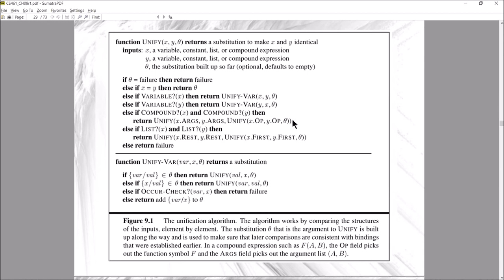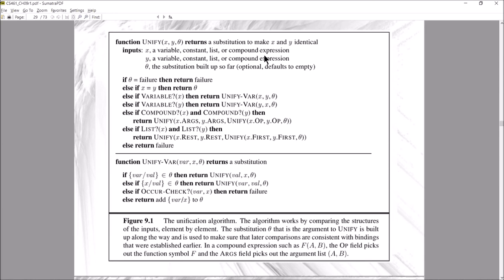Anyway, let's read this subtext together here. The unification algorithm: what does this do? It compares structures of the inputs element by element. So X and Y, you can see the arguments up there: X, Y, and theta. X and Y, those inputs, can be variables, constants, lists, or compound expressions. And theta is the substitution that could serve to unify the two sentences, which gets built up so far. As the recursion proceeds, that substitution gets built piece by piece. It's used as it's being built up to make sure that later comparisons are consistent with the bindings you had earlier. So what are bindings? John to X, Z to Y, Elizabeth to X. Those were examples of bindings.